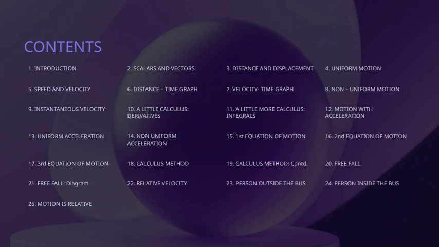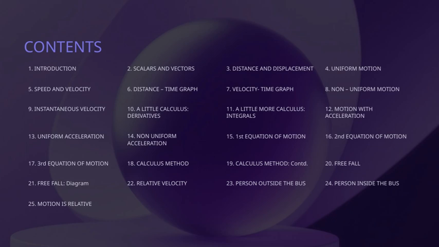Let's explore the fascinating world of motion today. We start with the basics, scalars and vectors, which are fundamental to understanding any movement. Then, we move into the concept of distance and displacement, helping us distinguish between how far something travels and the change in its position. Next, we'll look at speed and velocity, emphasizing how quickly and in what direction an object moves. We'll also cover instantaneous velocity, which tells us how fast something is moving at a specific moment.